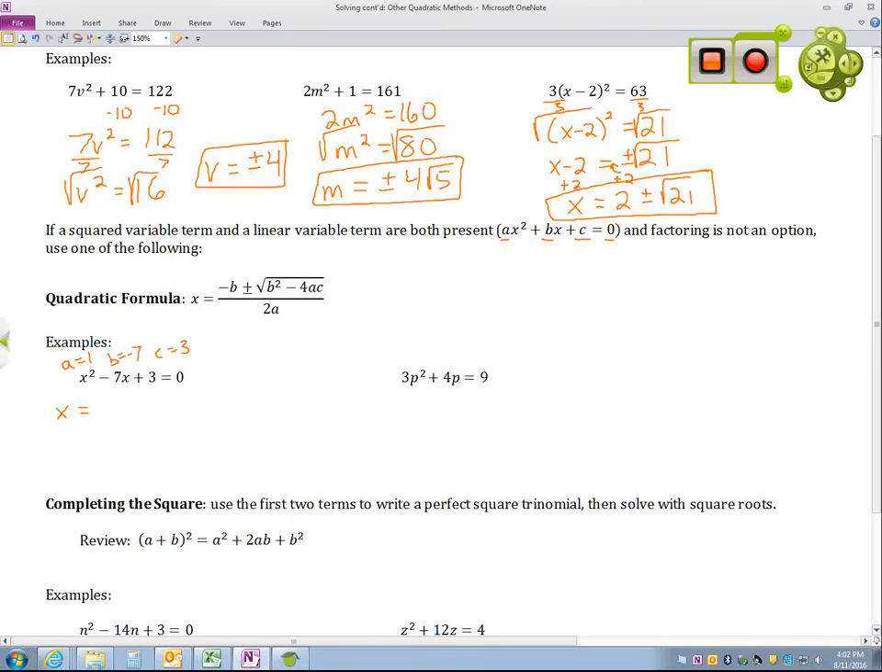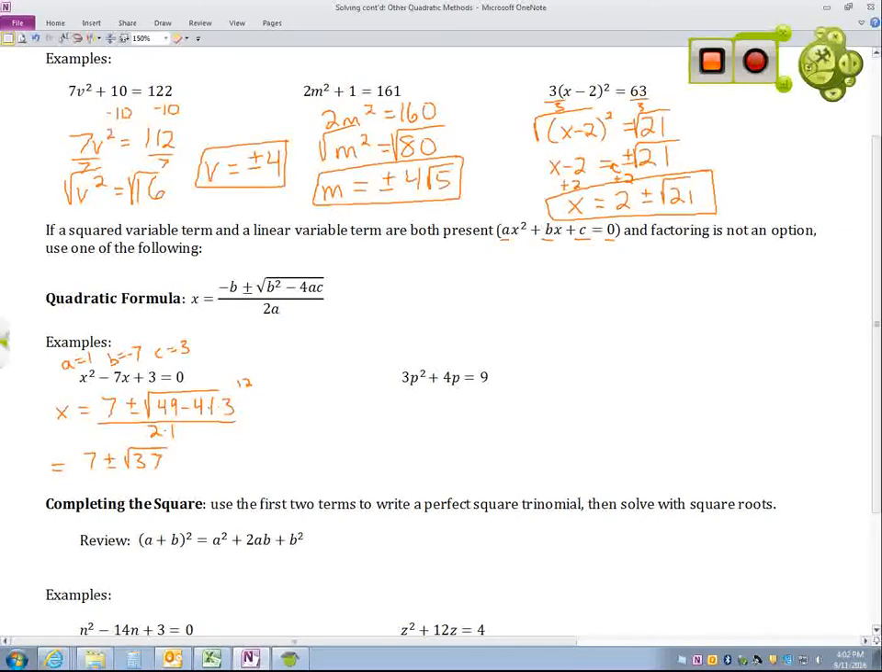So x equals, and since this is the opposite of b, that's going to be +7, plus or minus the square root, -7 squared is 49, minus 4 times 1 times 3, all of that over 2 times 1. Okay? And then we apply the order of operations to simplify that. So 7 plus or minus, we have 49 minus 4 times 1 times 3, which is 12. 49 minus 12 is going to be 37.